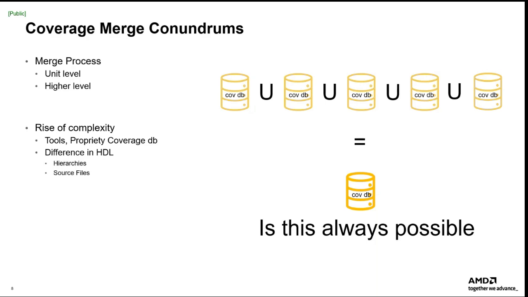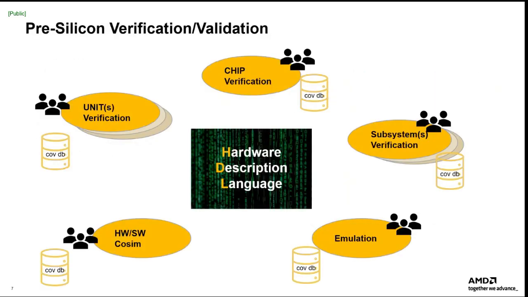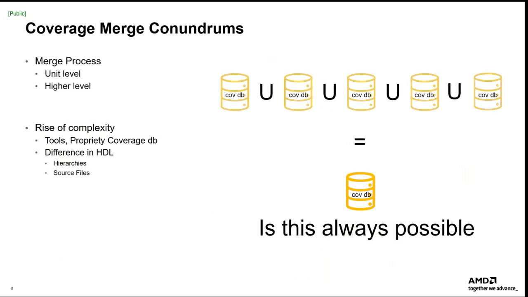One more issue, and one of the biggest ones, and that's what I want to present today, is actually the tools. Some of the teams here are using different vendors than others. For example, emulation may be done by EDA from one vendor, and chip level or subsystem is using a different vendor. That means that just a simple cover merge command will not work in this case.